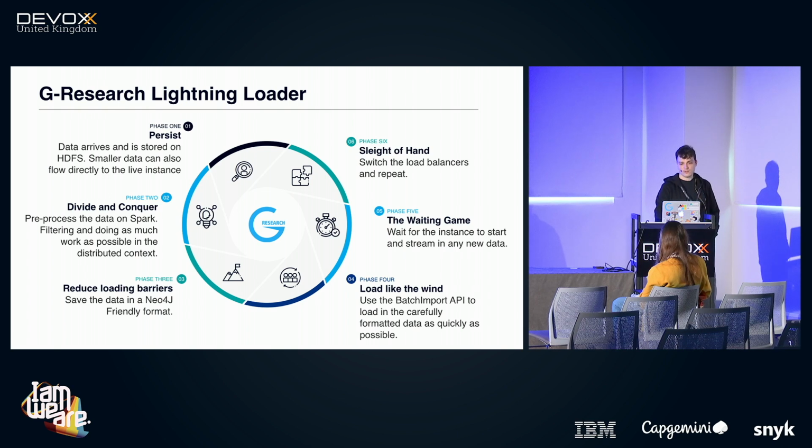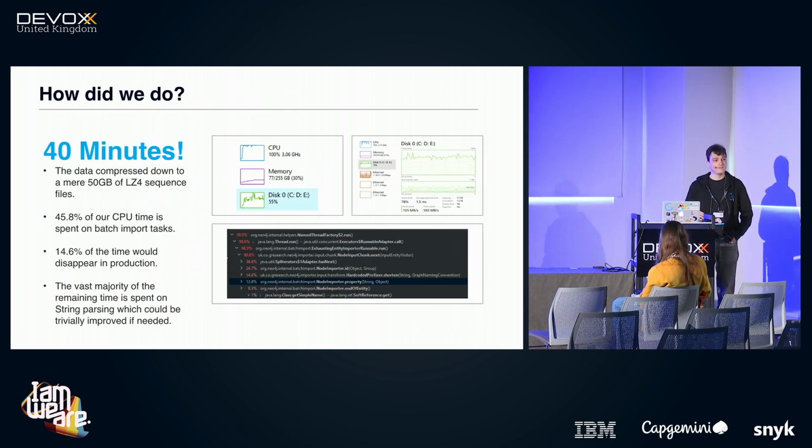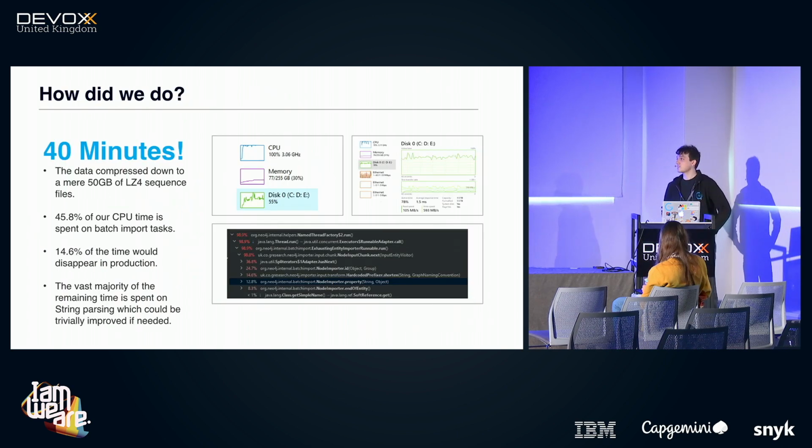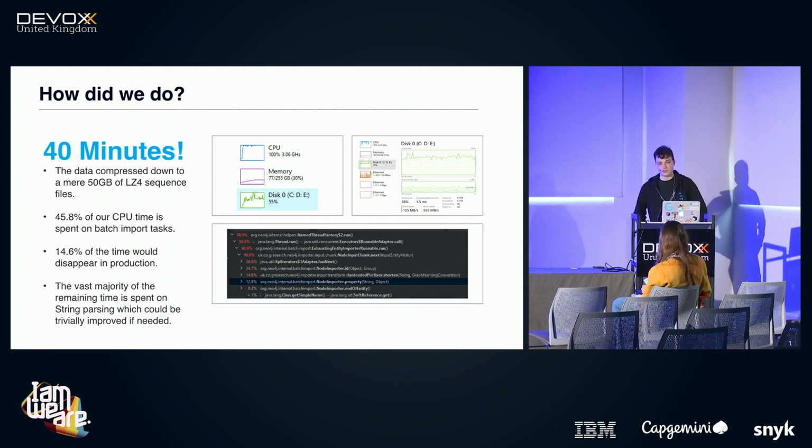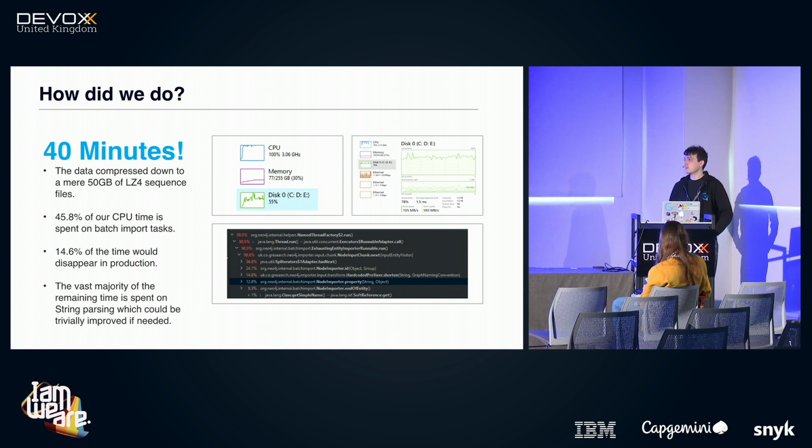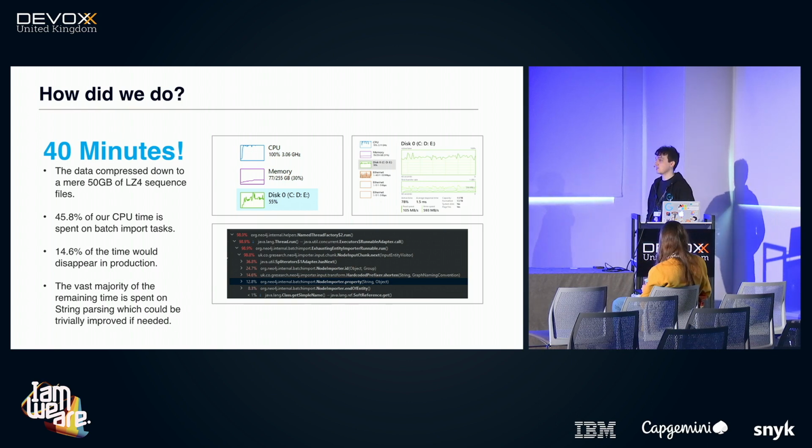So how did it work? Well, pretty well. 27 hours down to 40 minutes. I count that as a win. It actually turns out that the 500 gigabytes that we initially started with, once you get rid of all those strings and turn it into native data formats and compress it with LZ4, you end up at only 50 gigabytes, which is going to be much faster to send around.